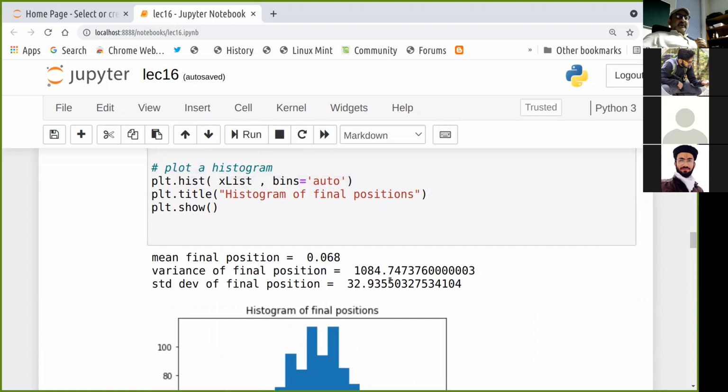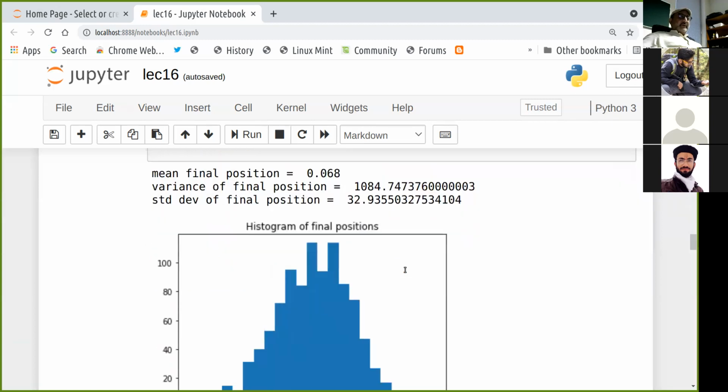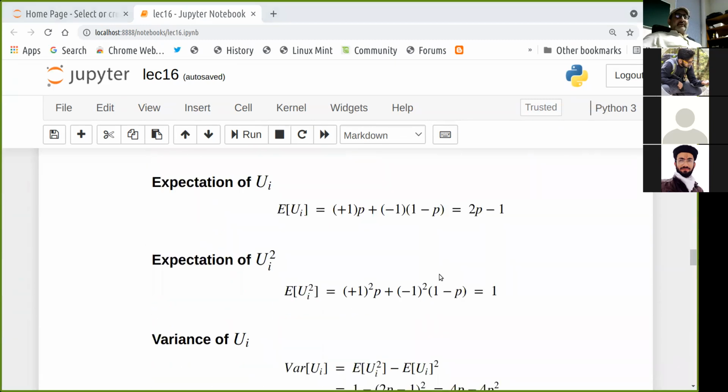Our estimation of the variance by doing this experiment was 1085. And the variance in terms of probability theory rather than statistics is 1000. So it's not bad. It's a reasonable prediction.